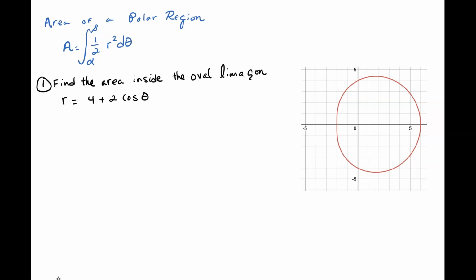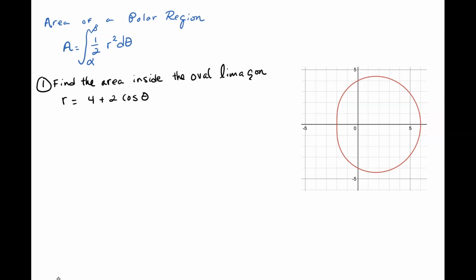So what you need to understand is that if you're looking at a graph, the polar coordinates are really overlaid over what we would consider to be the Cartesian plane. And so what would have been on the unit circle, the radian marks are kind of overlaid on the graph. So we're looking at this one right here that says r equals 4 plus 2 cosine theta. We're asked to find the area inside this oval limacon.